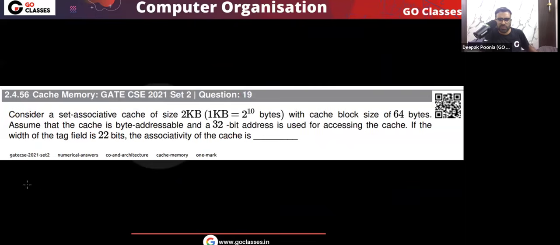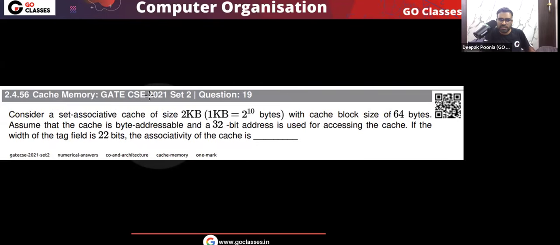Let's solve the GATE 2021 question. Consider a set associative cache of size 2 KB. 1 KB means 2 power 10 bytes, with a cache block size of 64 bytes. Assume the cache is byte addressable and a 32-bit address is used for accessing the cache. If the width of the tag field is 22 bits, then find the associativity of the cache. We need to find the associativity of the cache.